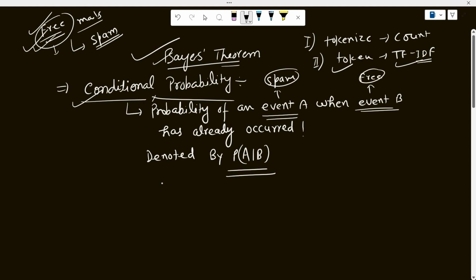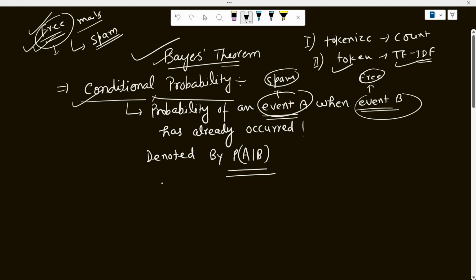This event has already occurred. You have got a mail with the word free. And now you have to find out whether the mail is a spam or not. So you have to find out the probability of event A when event B has already occurred, right?